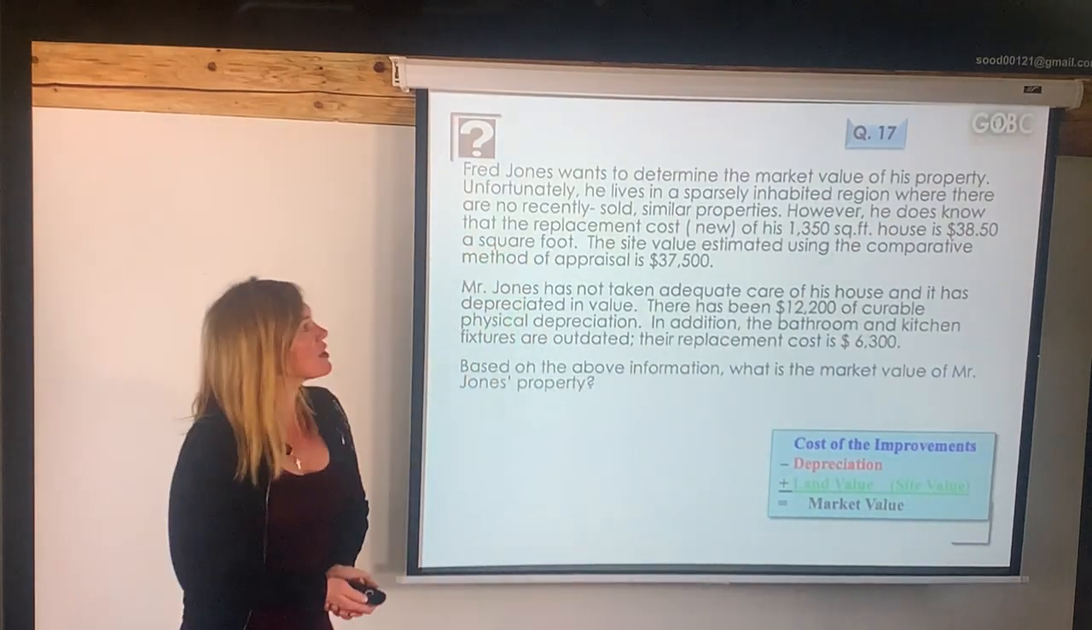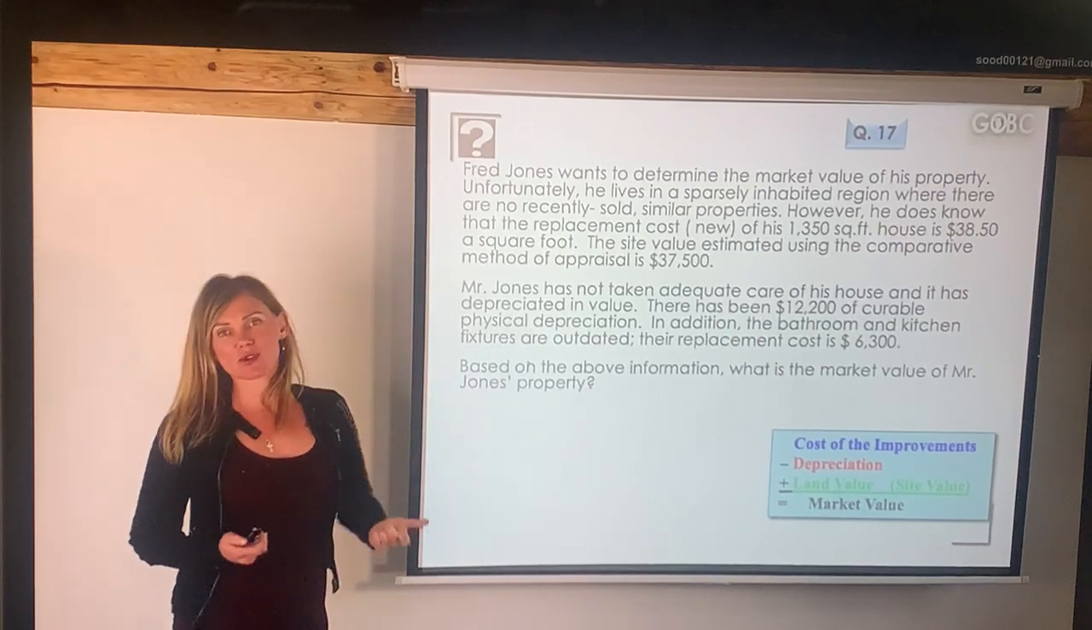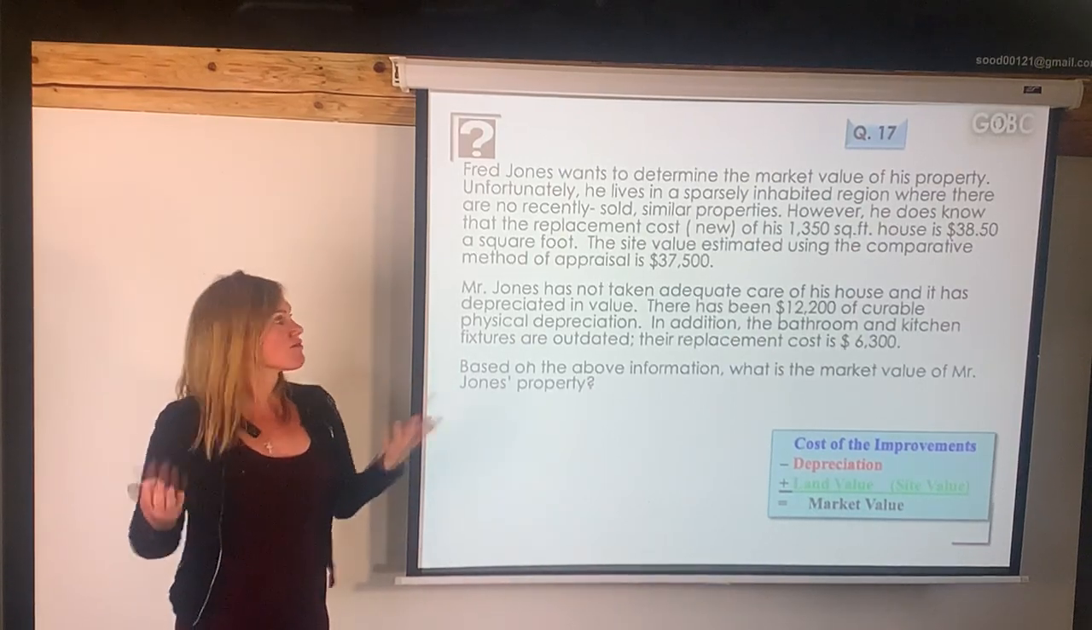So how do you find the cost of improvements? You're going to take the square footage of the property times how much they charge per square foot. So here they only give you two numbers, so there's no historic cost, not current cost. It just gives you two numbers, so that's easy.